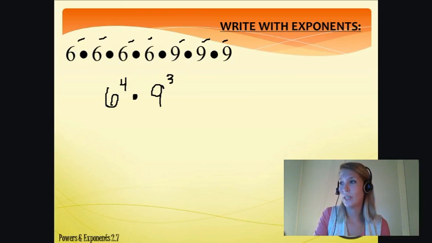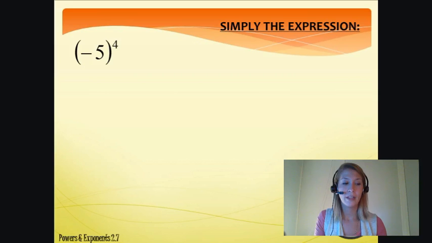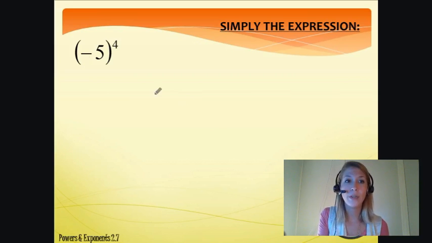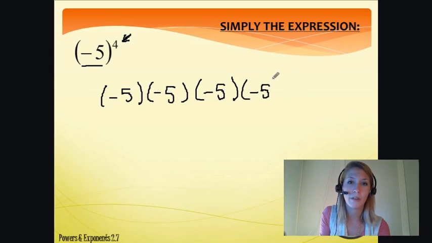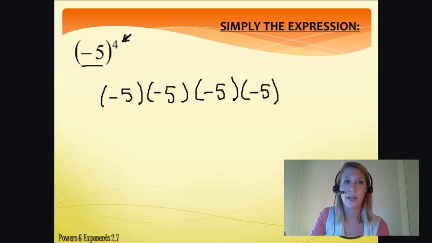Now we're going to take a look at a problem with the reminder that I talked about earlier. Our whole entire base is negative 5. So that's what's being factored 4 times. That's what our exponent tells us. So using repeated multiplication, we would simplify this expression to represent negative 5 times negative 5 times negative 5 times negative 5. Everything that's in that parentheses is also being factored.